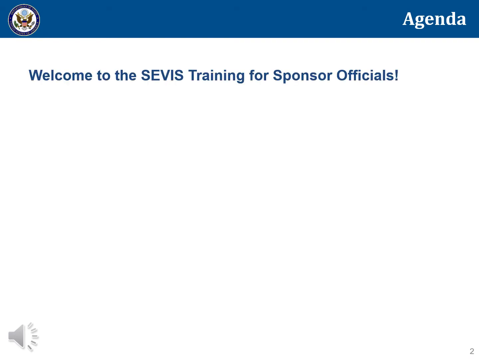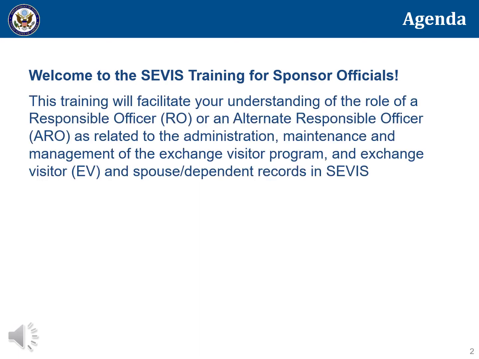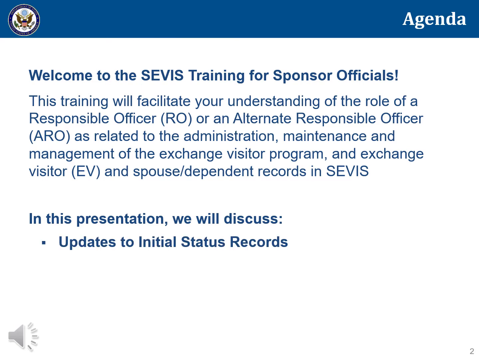Welcome to the SEVIS training for sponsor officials. This training is designed to facilitate your understanding of SEVIS in regards to the maintenance and management of the J1 program information at your organization and your exchange visitor and spouse dependent records. In this presentation, we will discuss how to update records in initial status. We will also talk about program validation.